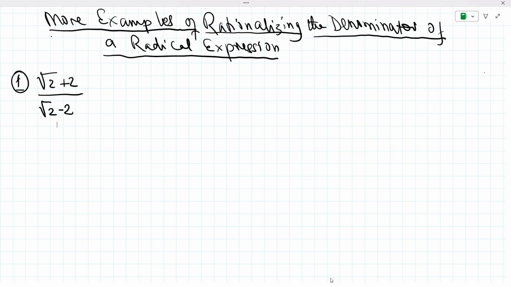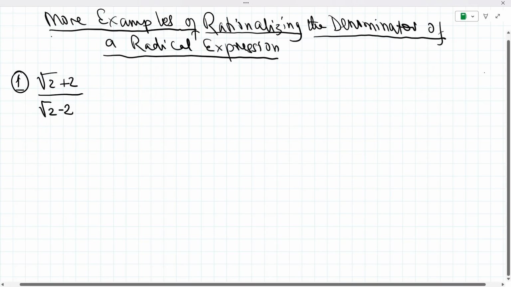My name is Professor Robert, and in today's lesson, we will practice more examples of rationalizing the denominator of a radical expression. Let's start with the first example as shown. Root 2 plus 2 divided by root 2 minus 2. And we are supposed to rationalize the denominator. In other words, getting rid of the root signs in the denominator.